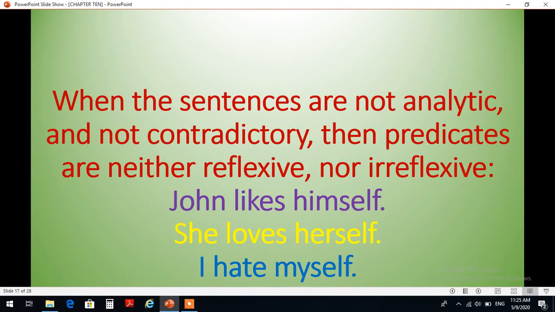For example, John likes himself. She loves herself. I hate myself. هذه الجمل الثلاثة they are not analytic and they are not contradictory. So they are not reflexive and they are not irreflexive. They are none.